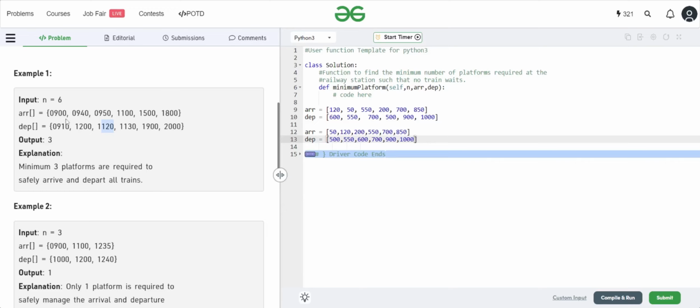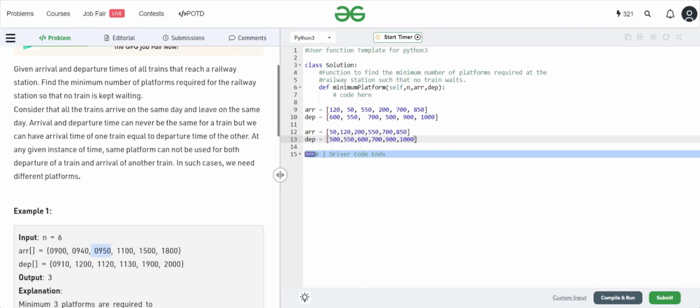But what it says is that no two trains can occupy the same platform at the same time. If the first train is leaving the station at 9:10, the second train can come at 9:40, because the platform would be empty at that point. But if the second train arrives at 9:40 and stays at the station till 12 o'clock, the third train which comes at 9:50 cannot use that platform because it is already occupied by the second train. So for this train, you need a second platform.